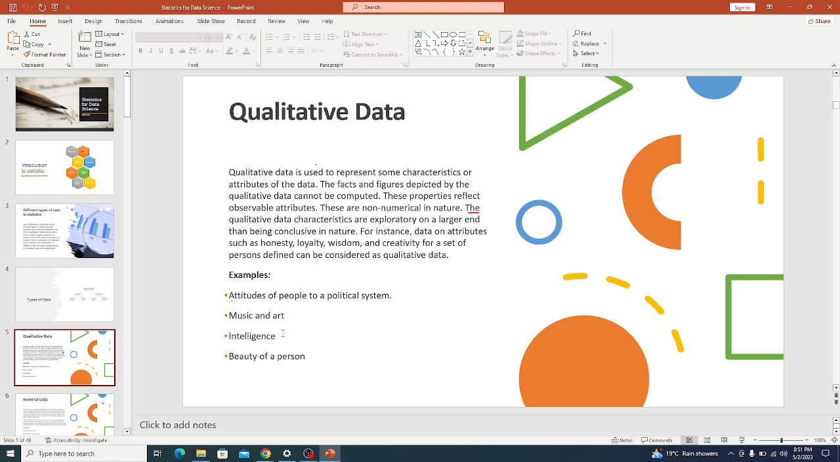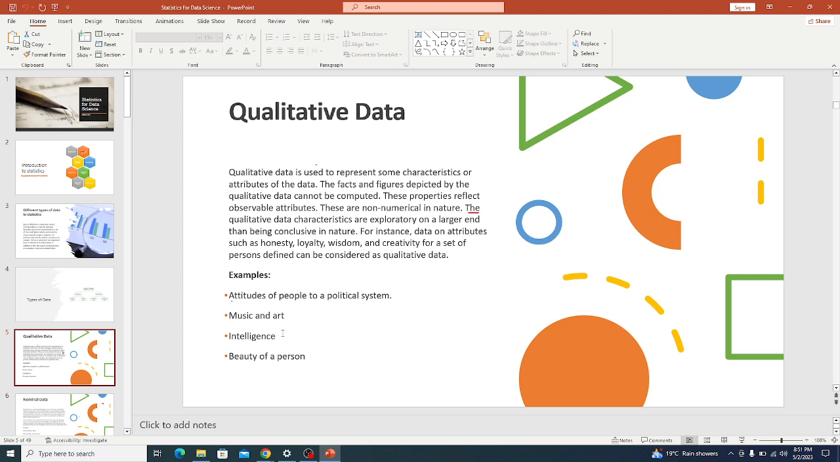Okay, so I want us to start on qualitative data. I know qualitative data is the major, let me say, confusing and sometimes hard to understand. Okay, the data types, that is the nominal and the ordinal.